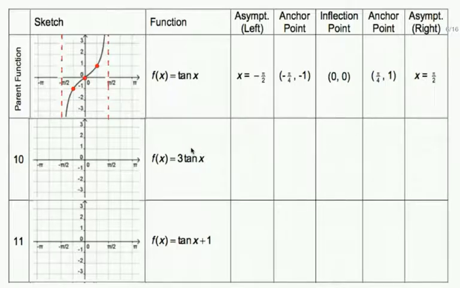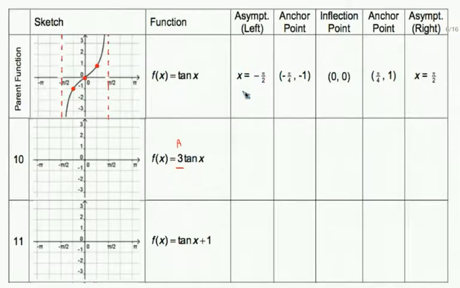And if you start transforming things, like 3 times tangent x, okay, this is your a value, and by now hopefully everybody knows that the a stretches, compresses, or reflects vertically. Okay, and so what's going to happen is that anything that has to do with a y value is going to be multiplied by 3.